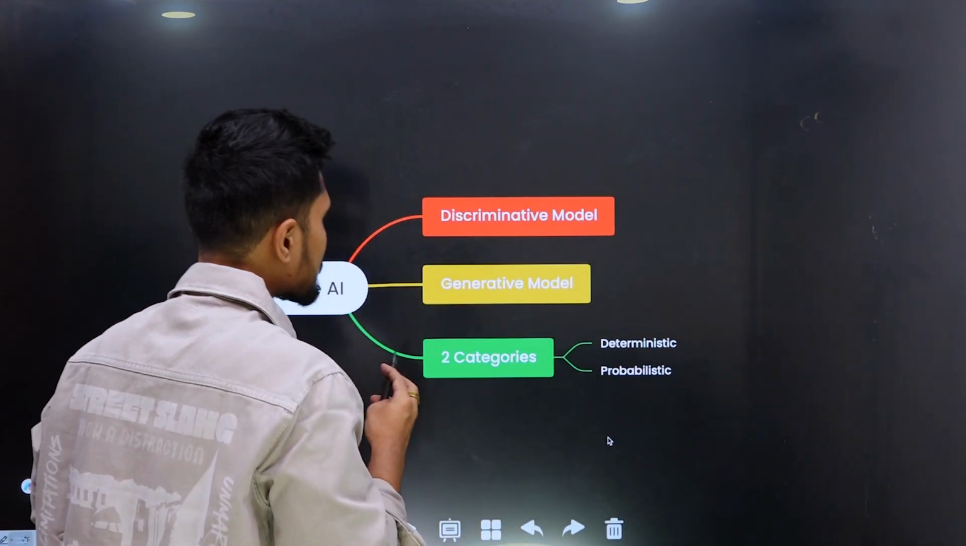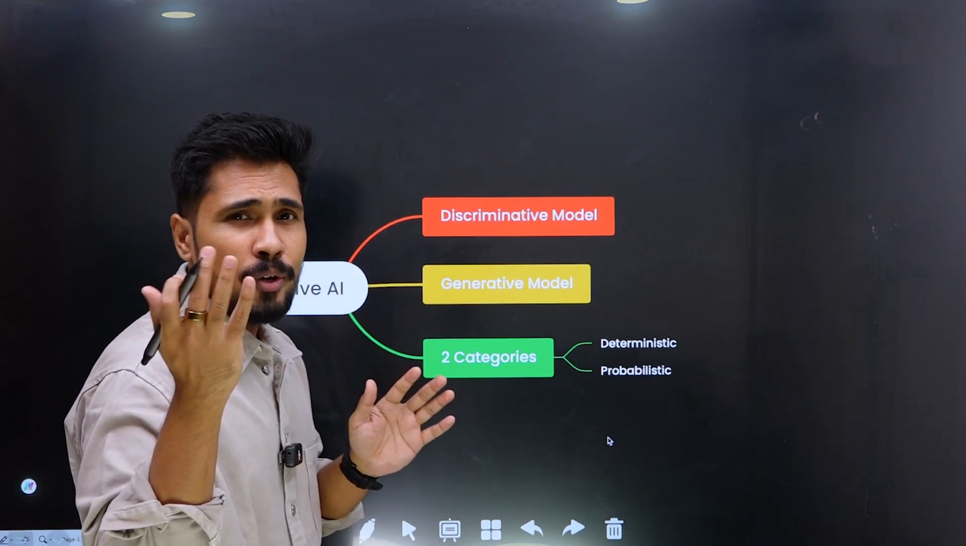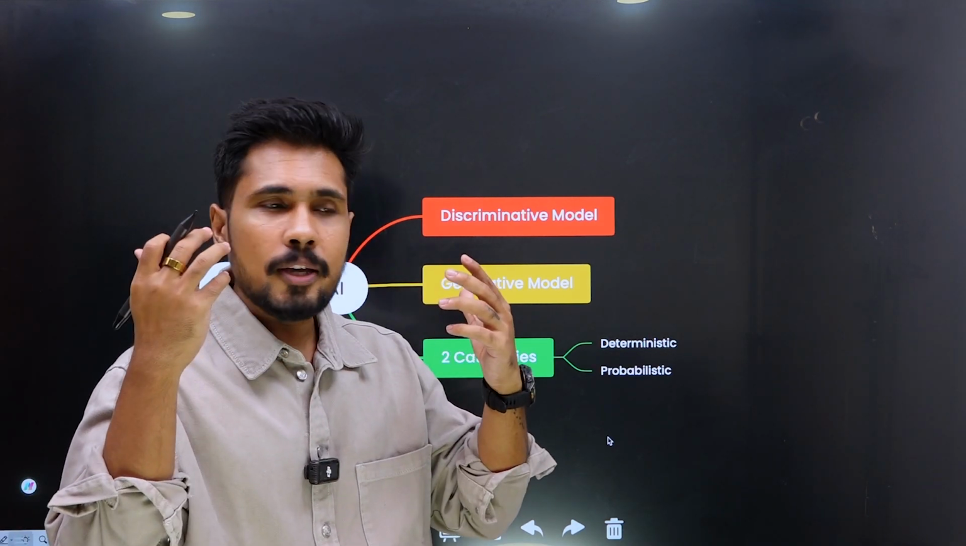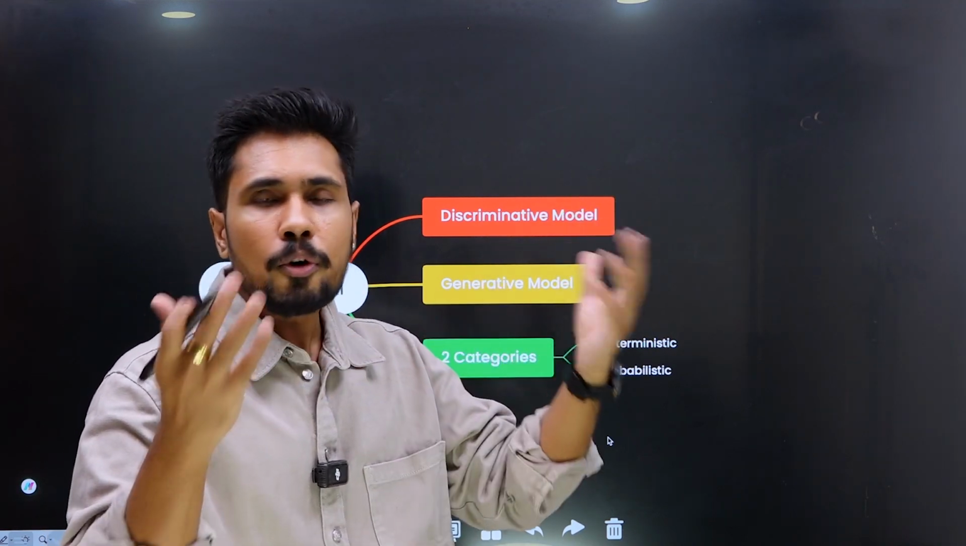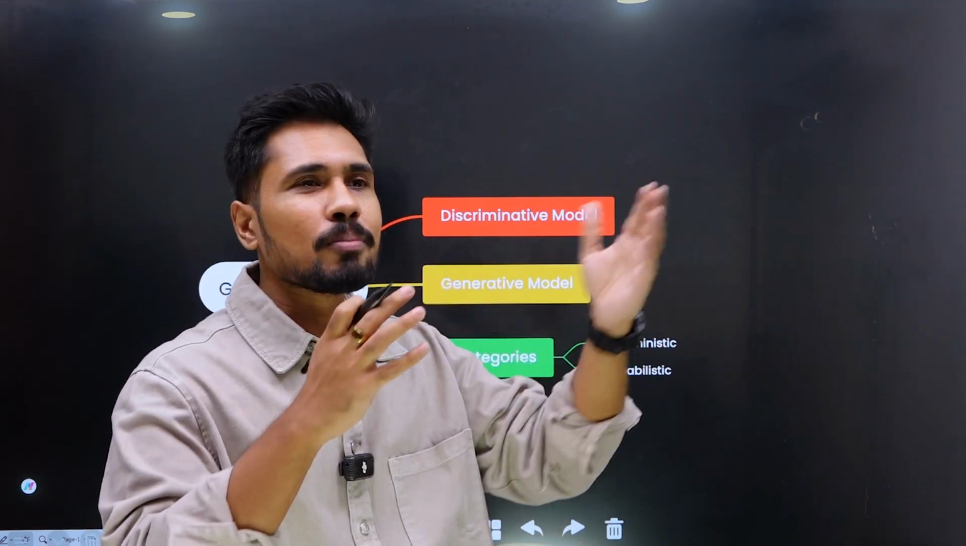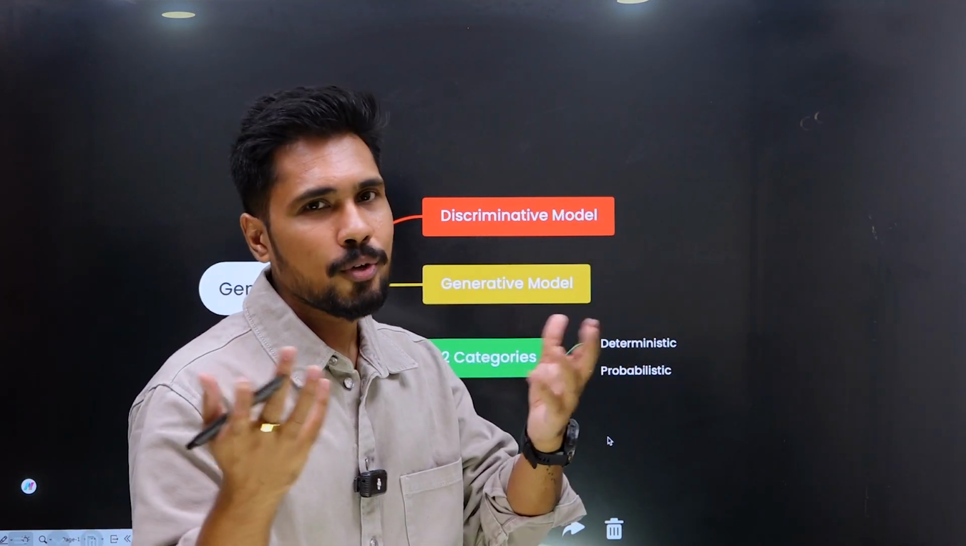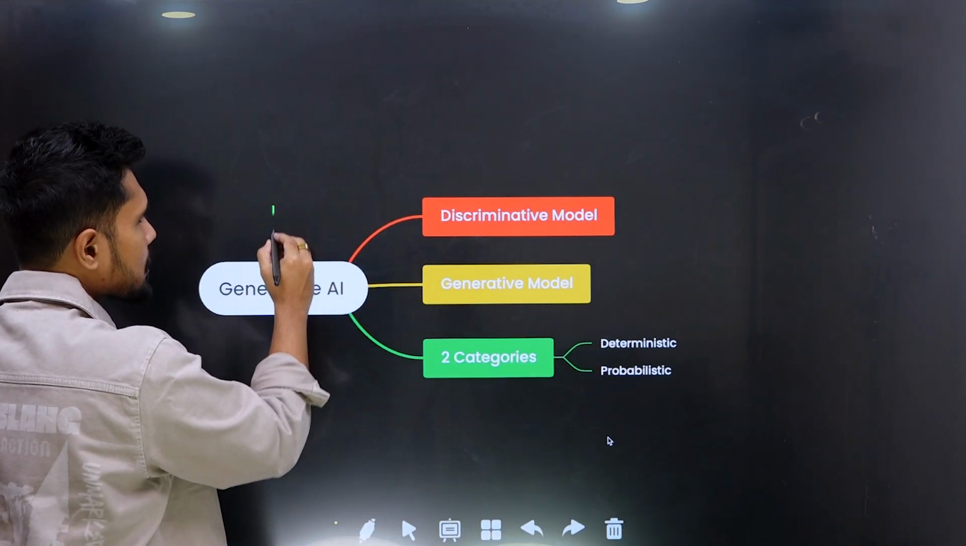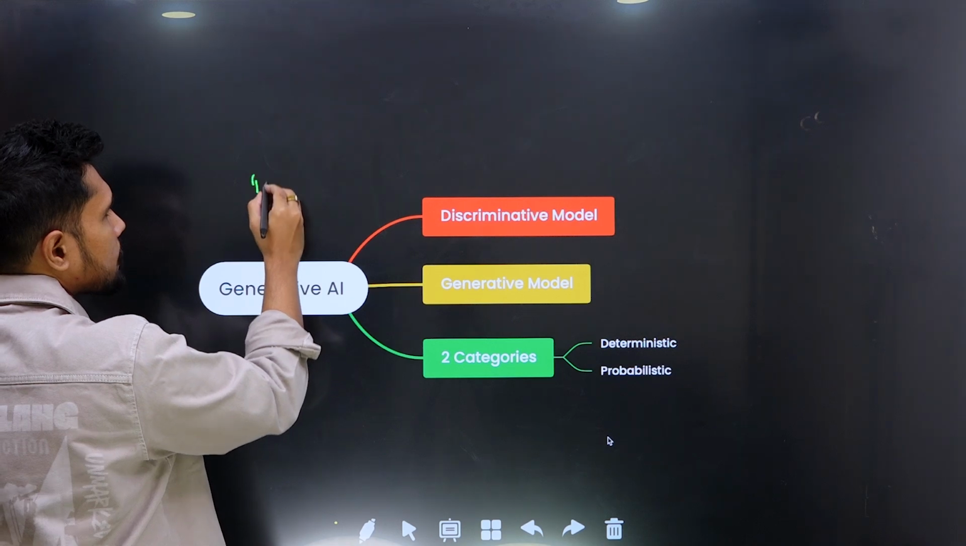The very first one is generative AI. Yes, we all know we are using ChatGPT, we are using Stable Diffusion, we are using Gemini, we are using Copilot, we are using Cursor, and so on and so forth. There are various applications of generative AI. We know that. Now, this generative AI falls under a branch of deep learning.